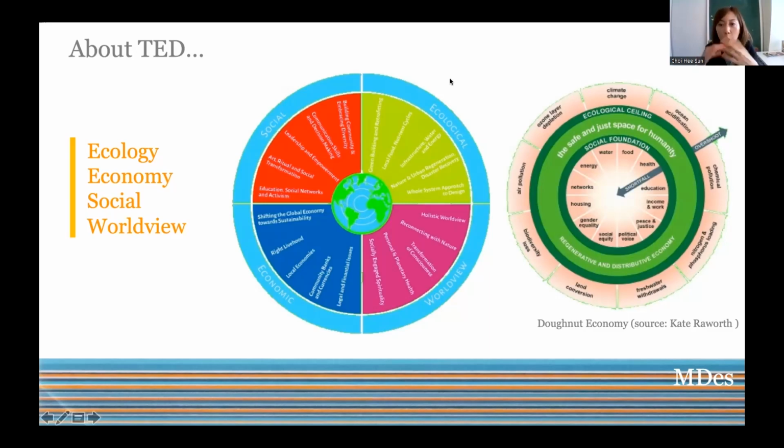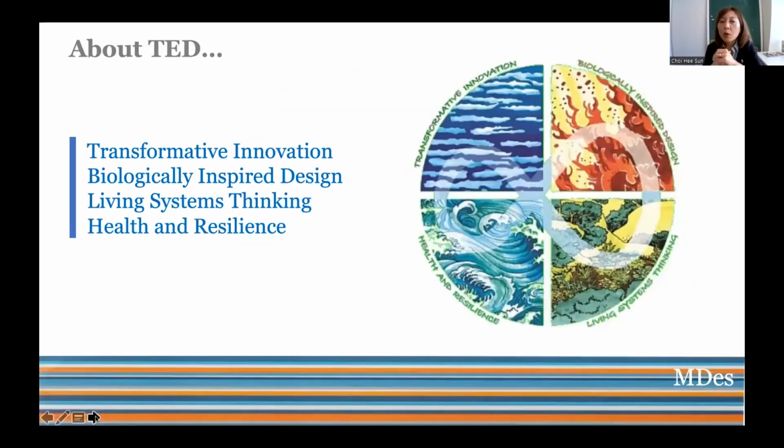Where we are is between the ecological ceiling and the social foundation. And in between, depending on how we live between this ecology and the social society, we can make different impact and influence. So the two most important key theories in our program are regeneration and distribution of the economy. Also, as another aspect, from those theories, how we can move forward to formulate design.